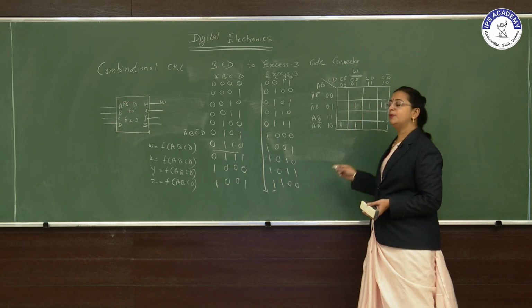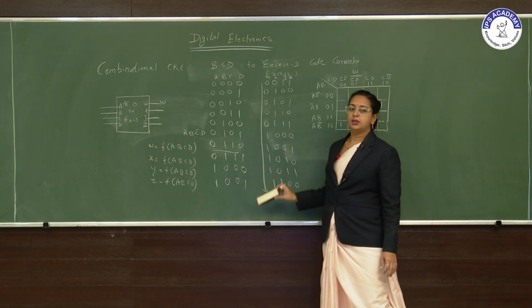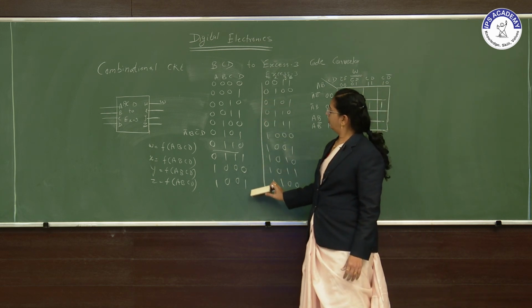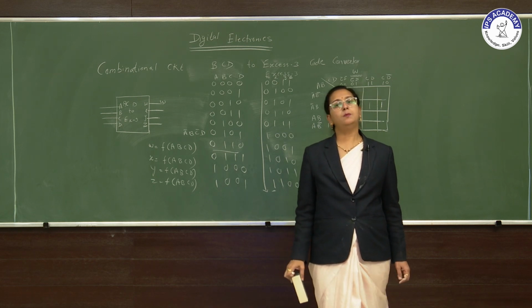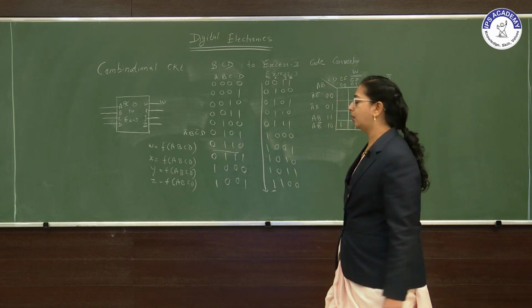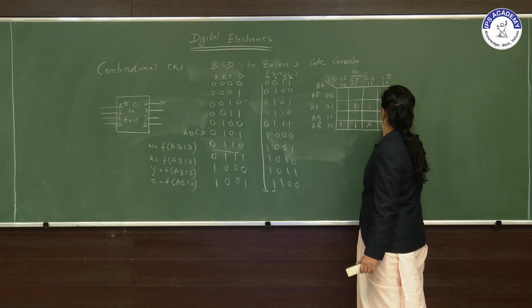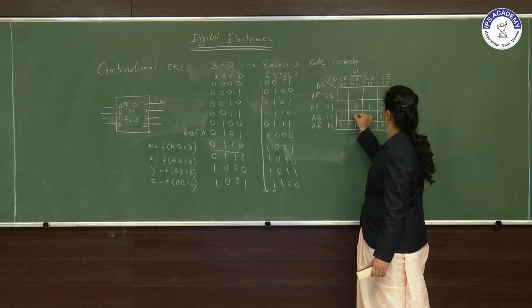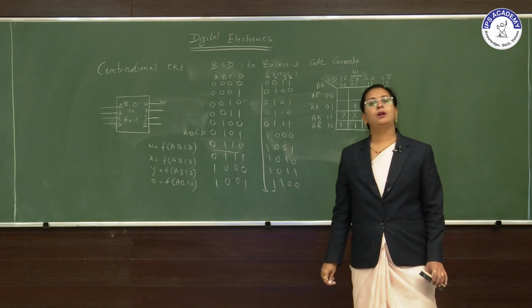Now, what about the terms from 10 to 15? We are using the BCD to excess-3 code, so we don't care about the values after 9. So the 10 to 15 terms will be considered as don't care conditions or don't care terms. So we will make the entries of the don't care terms here. Like this.